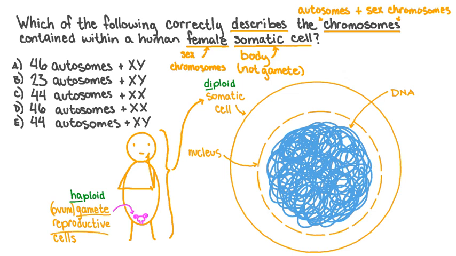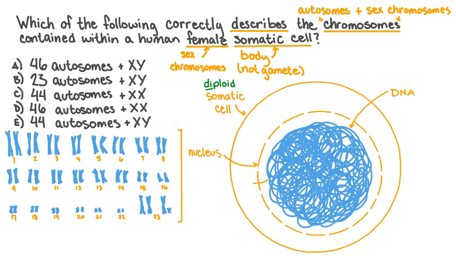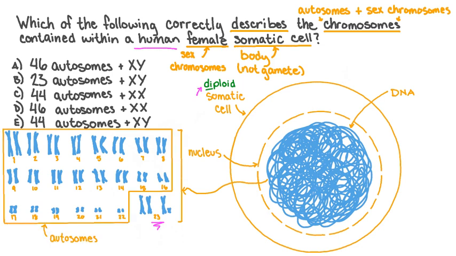Here I've drawn a karyotype, which is a photograph of all of the chromosomes within a cell as they appear during cell division. Human cells possess 23 pairs of chromosomes in diploid cells. 22 of these pairs of chromosomes do not influence biological sex, and they are called autosomes. In humans, the 23rd pair of chromosomes is responsible for determining biological sex, so we call them sex chromosomes.